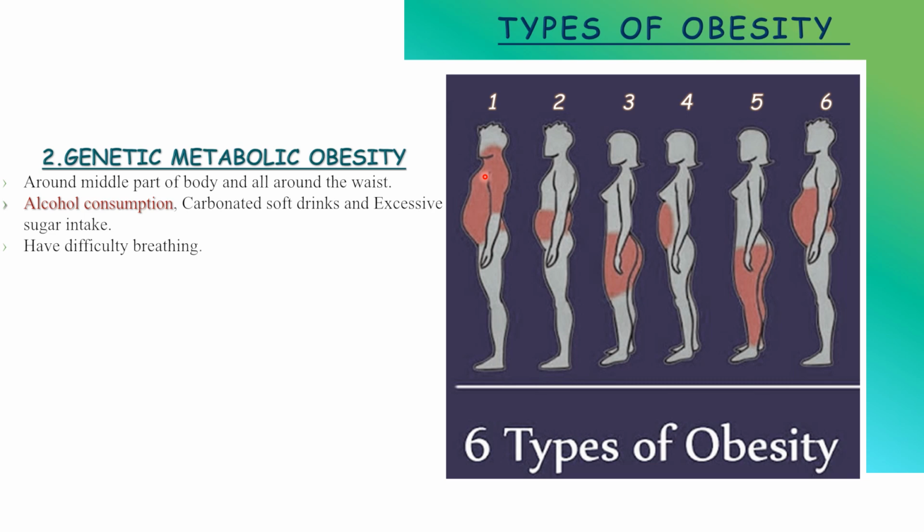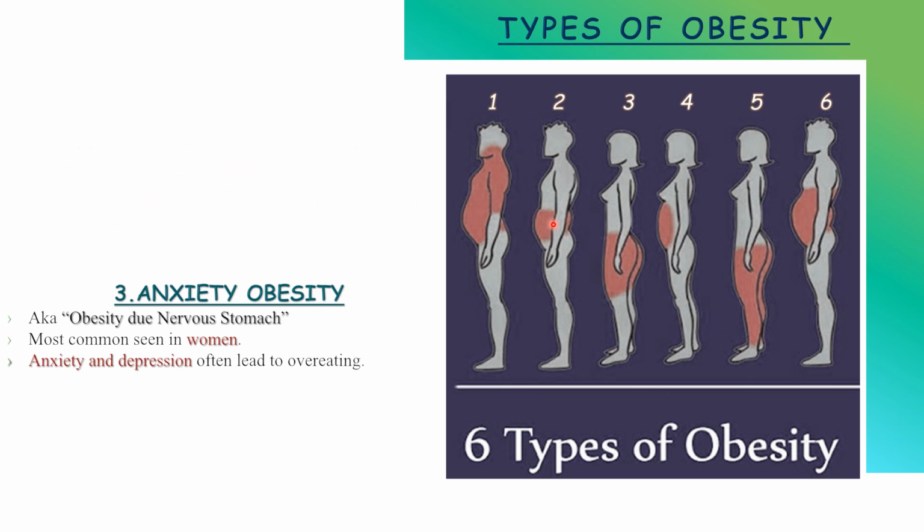Second is your genetic metabolic obesity. This is seen in people who have heavy intake of alcohol or carbonated soft drinks, and there is accumulation of fat in the middle part of the body and all around the waist. The third is anxiety obesity. This type of obesity is also called obesity due to nervous stomach, and it is most commonly seen in women because of depression or anxiety, which leads to overeating.